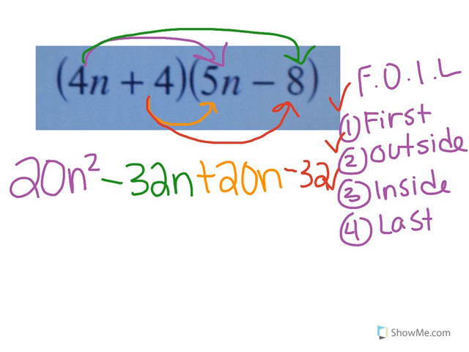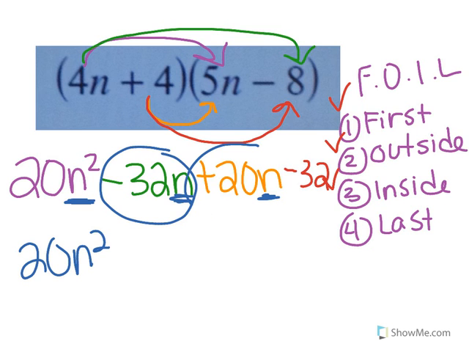So like terms just means that they end the same. So notice how this ends in n squared, and there's no other terms in here that also end in n squared. So that's going to stay how it is. But there's two terms that end in just the variable n. So negative 32n combined with positive 20n is going to give me a negative 12n.